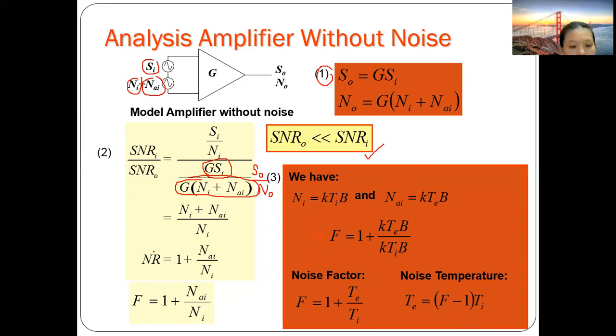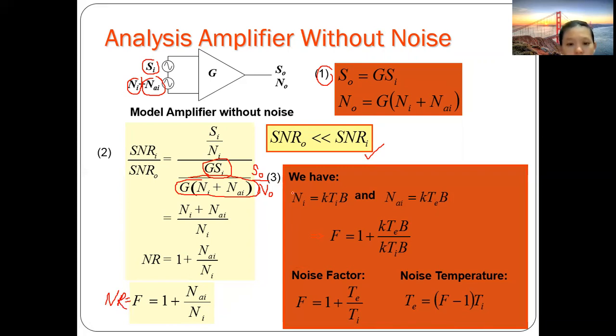So we have the noise ratio, which is the SNR in divided by SNR output. So we will get the noise ratio, and it will be equal to 1 plus NAI divided by NI. And for our noise factor, F will be equal to 1 plus NAI divided by NI, and this is equal to our noise ratio as well. Then we go to step number 3.